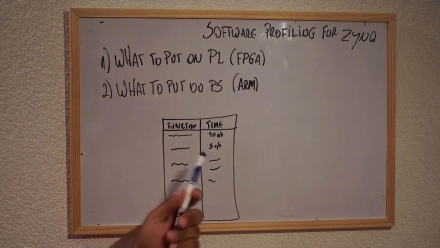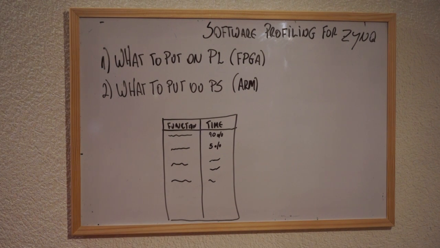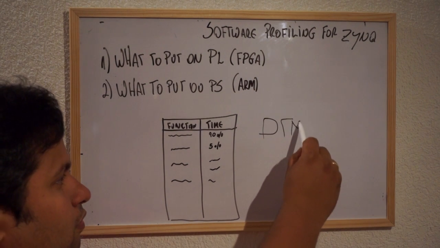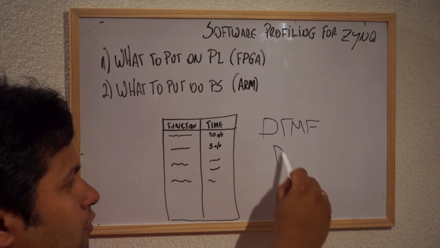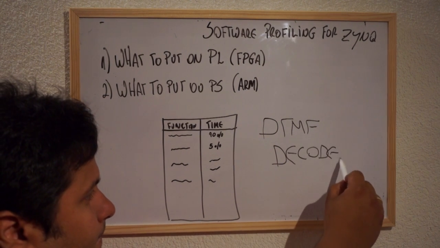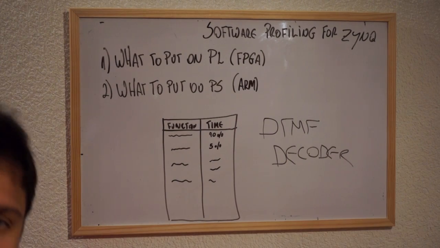For instance, if you have a function that is taking 90% of the time and is, for instance, just calculation, this is a really, really good candidate to put in the FPGA part. Okay, we're going to see how to do this, again, in a DTMF decoder. And we're going to see this in the lab.